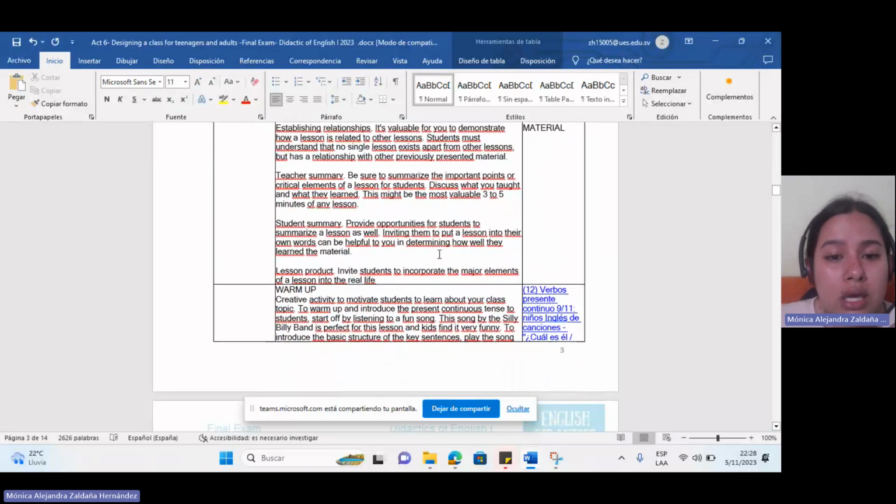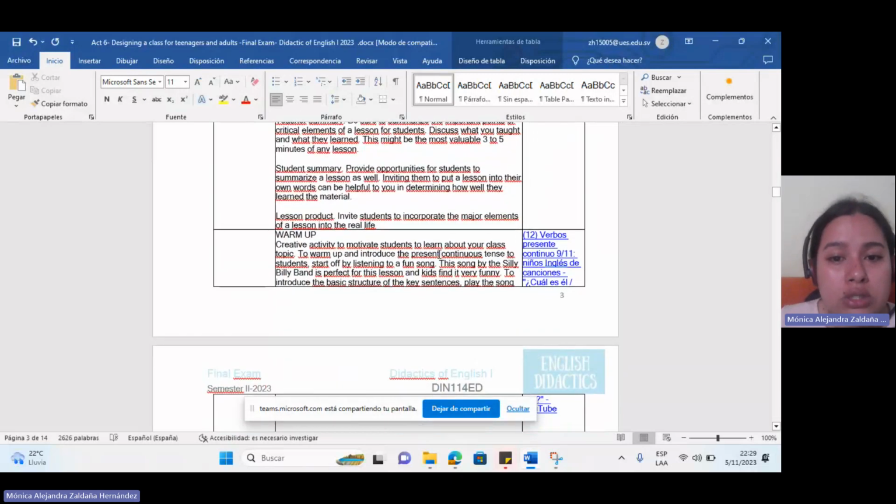A student summary provides opportunities for students to summarize a lesson as well. Inviting them to put a lesson into their own words can be helpful to you in determining how well they learned the material. The lesson product: invite the students to incorporate the major elements of a lesson into their real life.